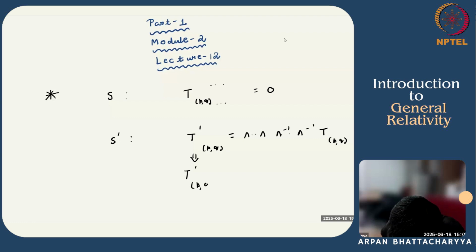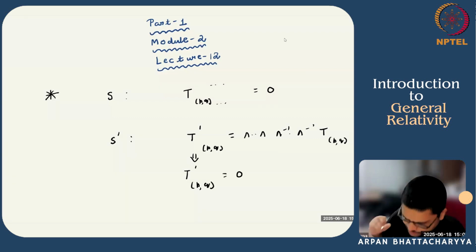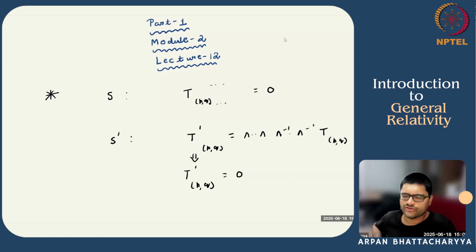will also be 0 in the S prime frame, and hence the equation of motion takes the identical form in any inertial reference frame. Basically, it is a consequence of the fact that they are represented by tensors which transform homogeneously under Lorentz transformation according to their indices.